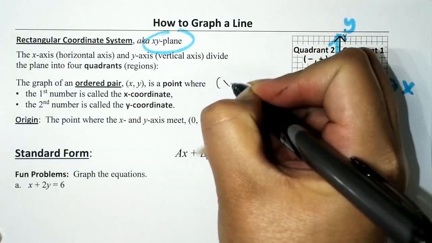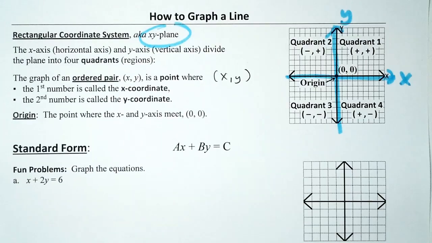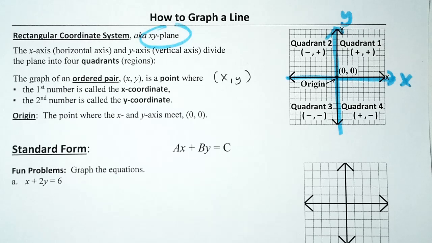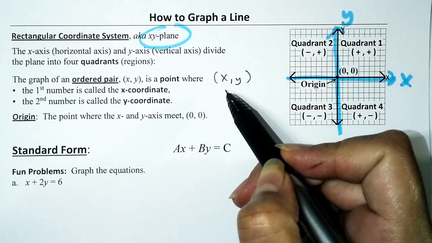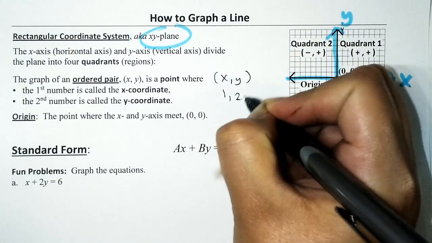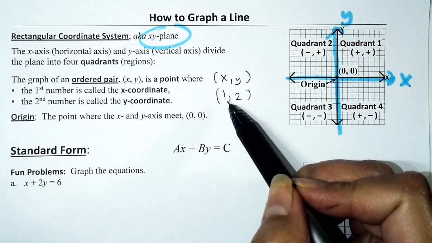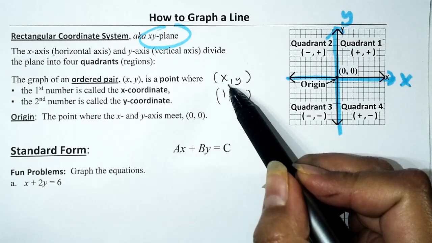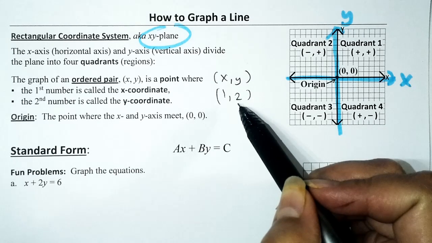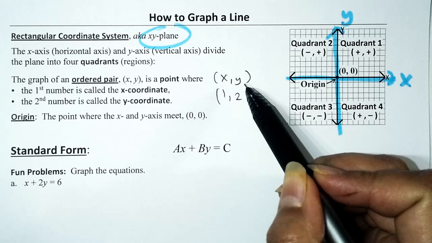So an ordered pair is written in the form (x, y). We say ordered pair because we got 2 things. Ordered because the order matters. The first number that you see, let me just say (1, 2), the first number that you see corresponds to the x value or x coordinate. The second value that you see corresponds to the y value or y coordinate.